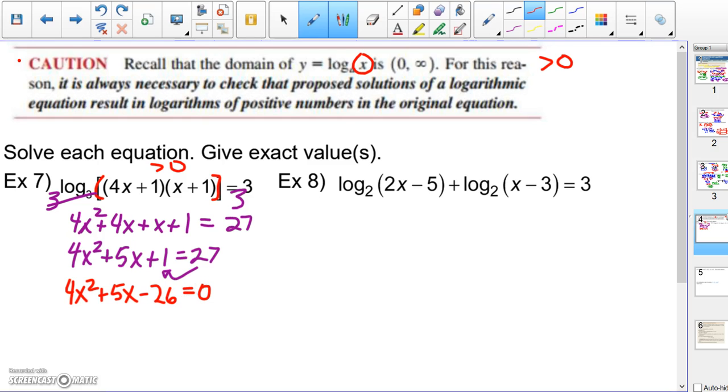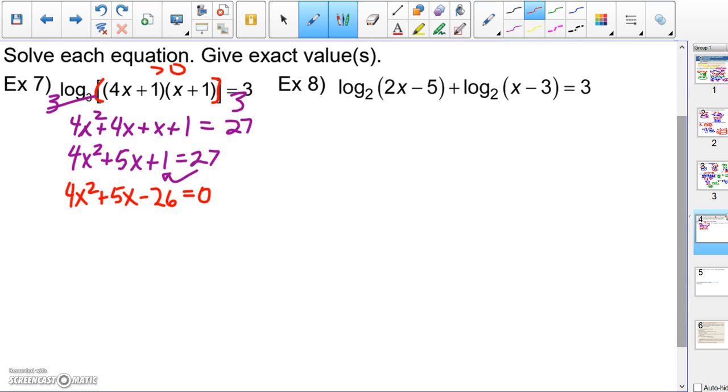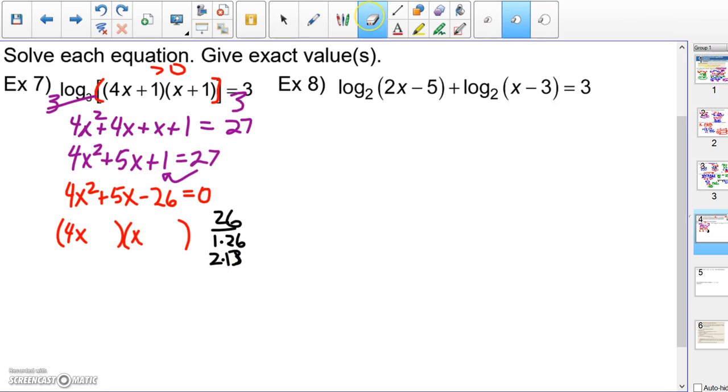So we have a quadratic equation that we can solve. If we can factor it, sometimes factoring is going to be easier than other things, but if we can't factor it, maybe we use the quadratic formula. This one is going to factor. I'm going to factor it into 4x and x. I need two numbers to multiply to negative 26. Remember, they're not going to add up to that 5, because one of the numbers is getting multiplied by 4.